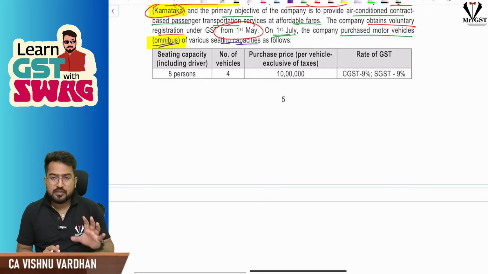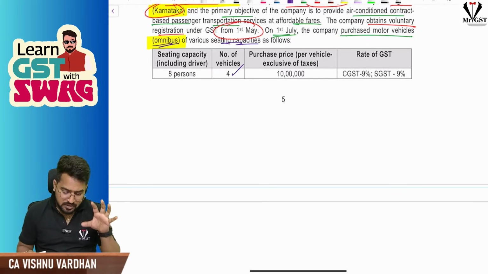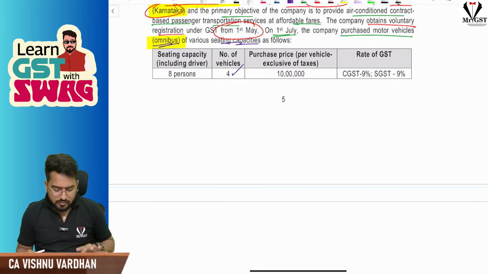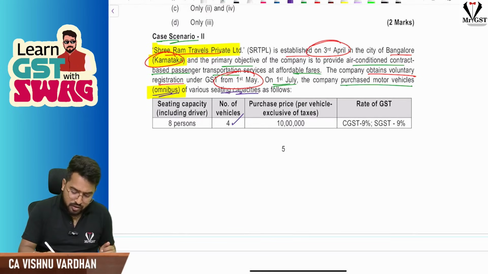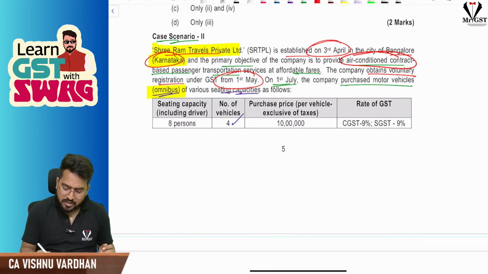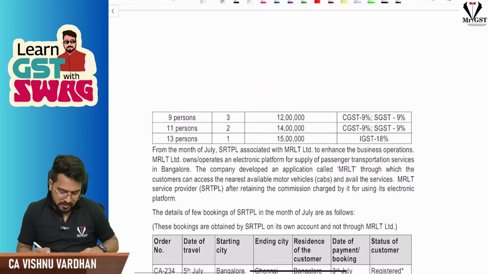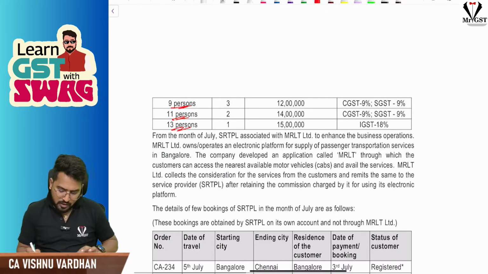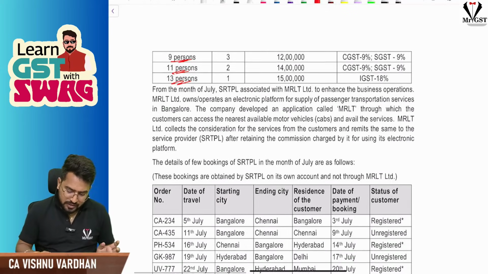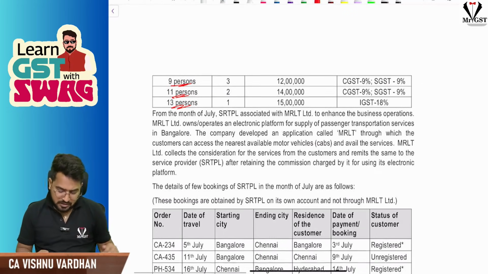Company purchased omnibus, that is important, and various seating capacities. See here, the main thing is they have purchased vehicles which are omnibus, and transportation of passengers by a company using omnibus, air conditioned contract carriage, all these things are taxable, and because it is into transportation business, obviously it can take ITC for the vehicles no matter what is the seating capacity. Okay, and they have given the details, purchase price and the GST rate, all that.